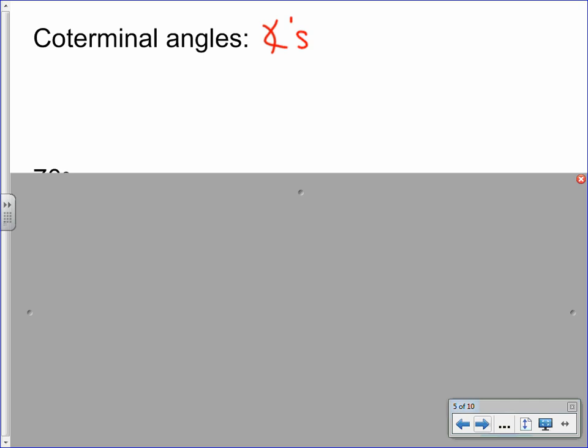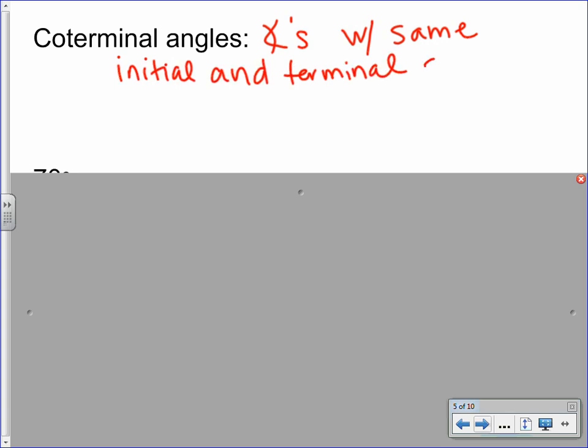So coterminal angles are angles with the same initial side, because we start in standard position all the time, but really they're sharing the same terminal side. Okay, and just to reiterate, this would be our initial side, this would be our terminal side. I know I informally talked about that, but I'll put it up there in case you need that visual.